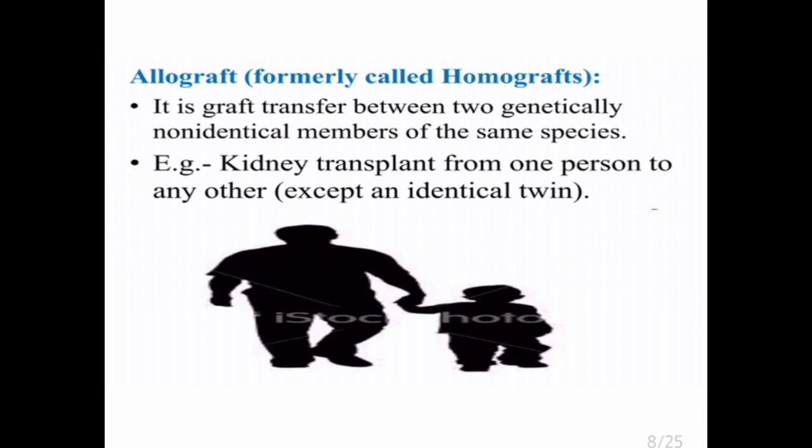The next type is allograft. Allograft is also known as the homograft. It is a graft transferred between two genetically non-identical members of the same species. It is the most common type of grafting in which the donor is one person and the recipient is another person that are not genetically identical. They are not identical twins. They are simply a donor that gives the graft or the transplant, and there is a recipient that receives that graft. An example includes kidney transplantation from one person to another.